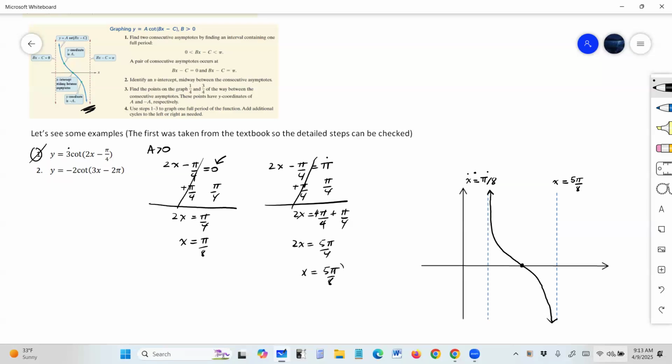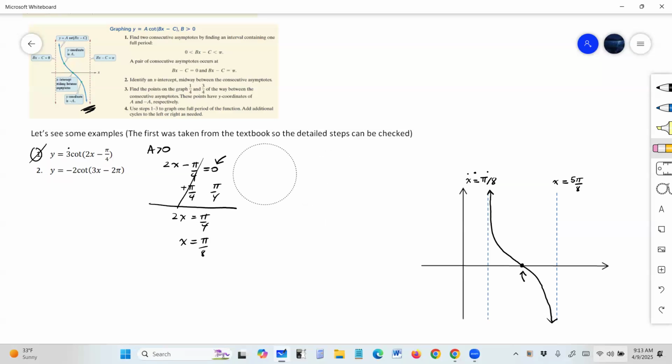Okay, so I have my two asymptotes. Now I have to find the x-intercept, which is right here. Okay, now to do that, I'm going to erase this a little bit. All I have to do is find the midpoint between the asymptotes. So this is my x-intercept, which is the midpoint.